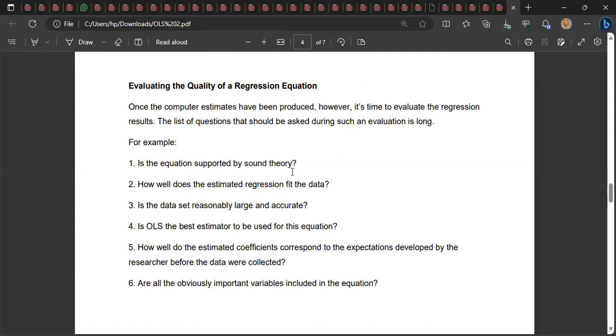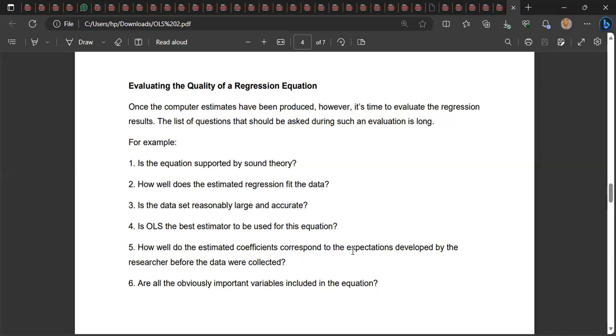Is the equation supported by sound theory? We've spoken in depth about this. How well does the estimated regression fit the data? This is our R squared that we were talking about. Is the data set reasonably large and accurate? You can't draw a conclusion about 1,000 people using a tiny data set. It must be reasonably large. Is OLS the best estimator to be used in this equation? Sometimes it's not the best estimator.